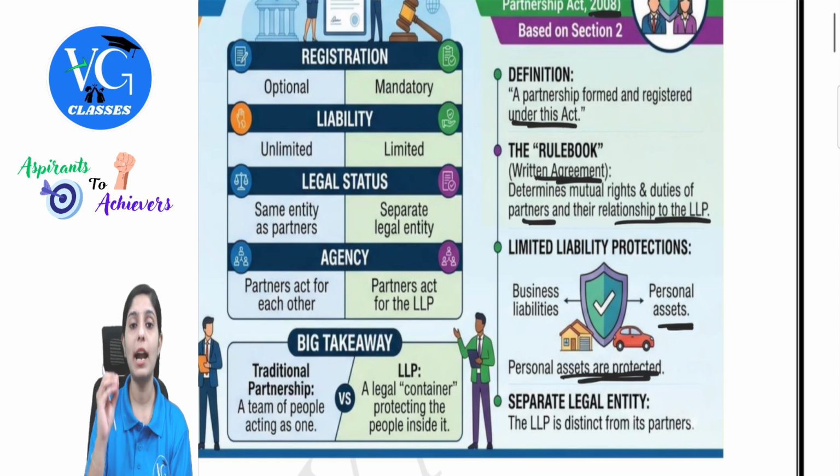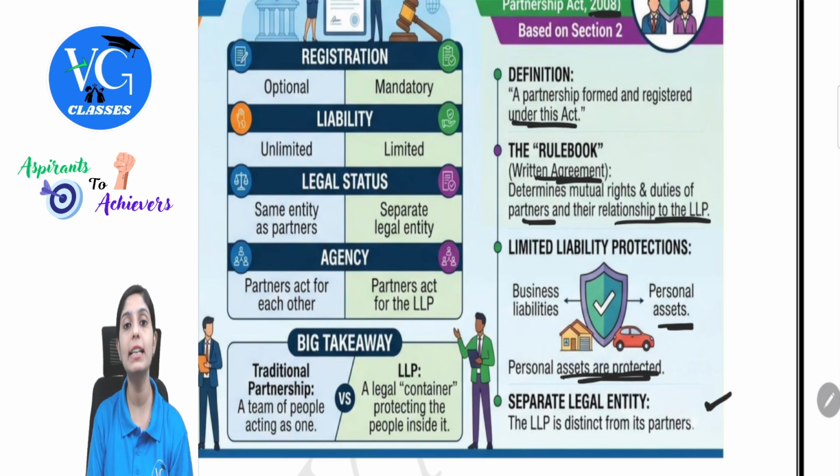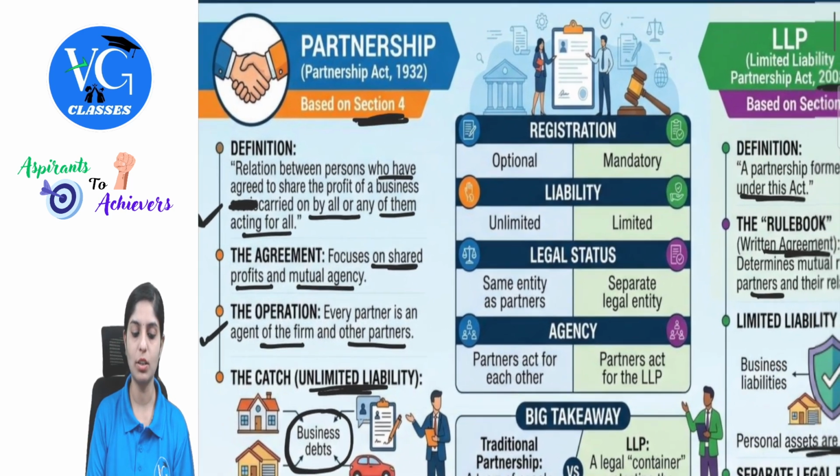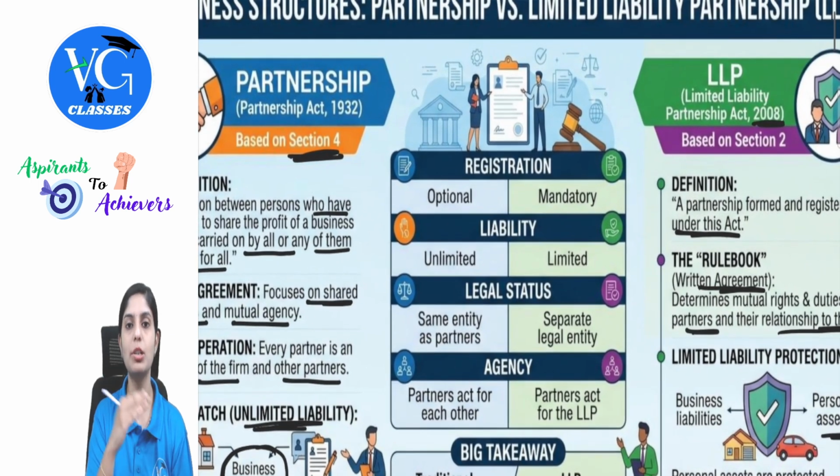Then, one more advantage we can observe here is that the LLP acts as a separate legal entity. The LLP is distinct from its partners. So basically there is a differentiation: the owners, that is the partners, are completely separate entities, and the LLP, the organization, is another entity. Whereas in partnership you don't observe that, because you also saw there was a point of agency. Now, this is the structure we understood with respect to partnership and LLP.